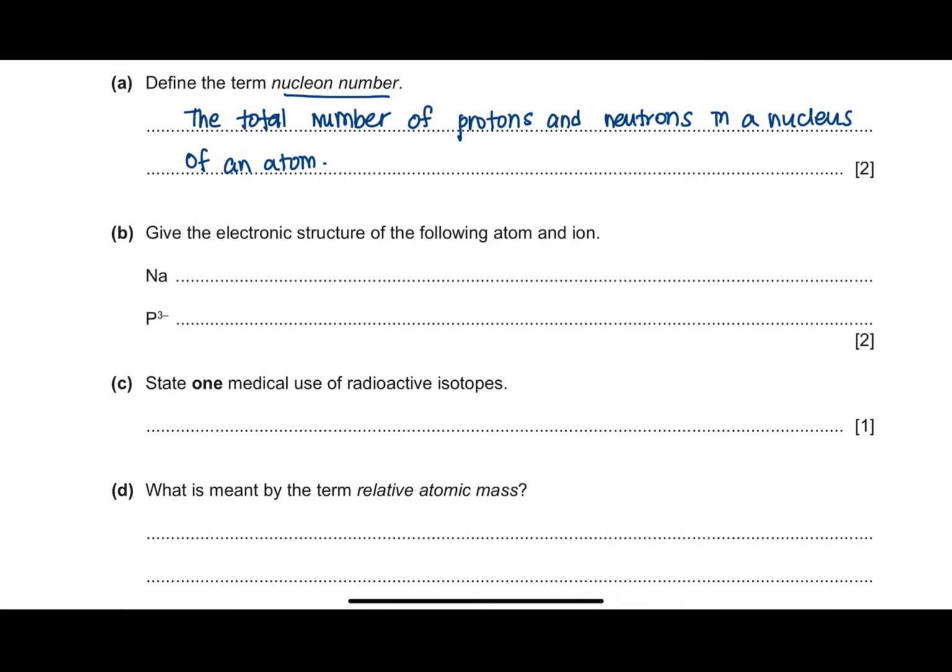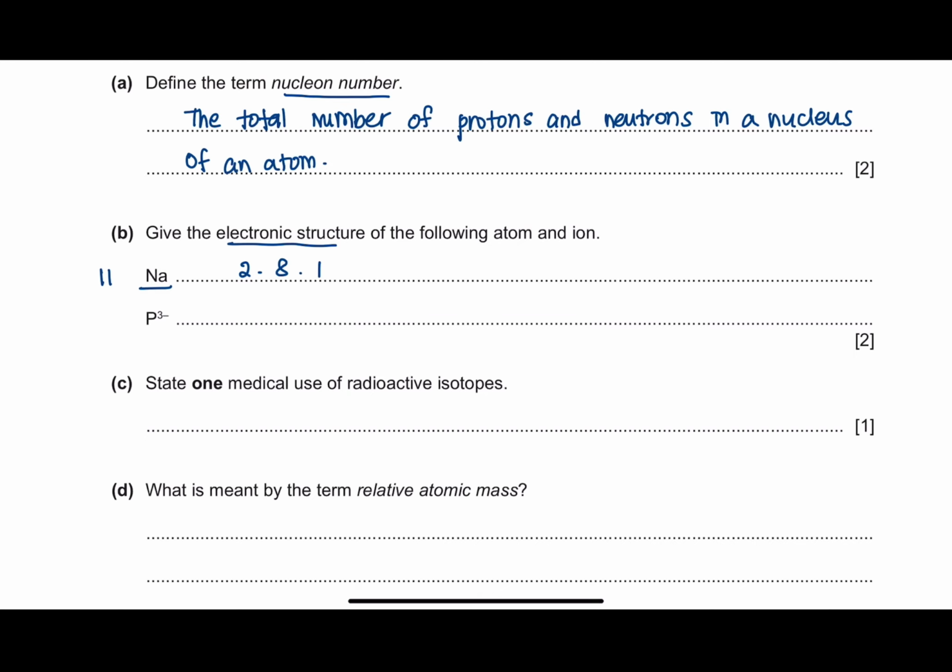Now question B is asking you to give the electronic structure of the following atom and ion. Now sodium has 11 protons. That means it has an electronic structure of 2 on the first shell, 8 electrons on the second shell, and 1 electron on the outermost shell.